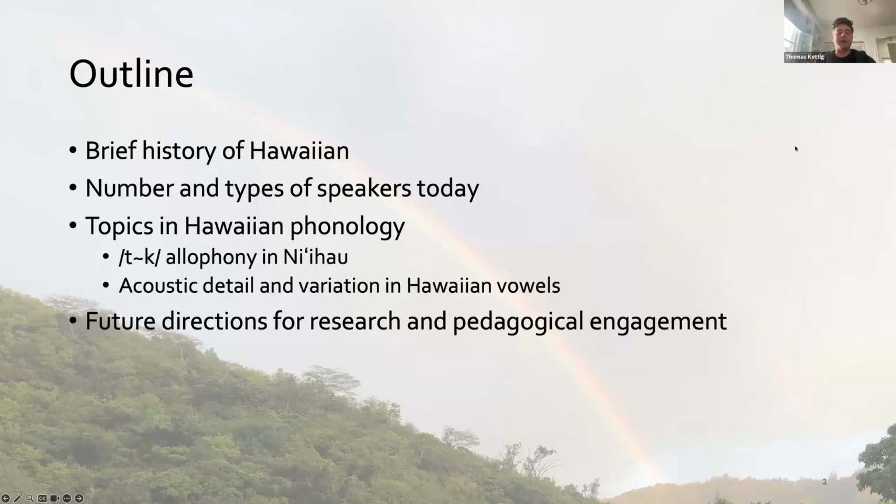Today I'll be talking about Hawaiian, and this is the outline of the presentation. I'll be starting with a brief history of Hawaii and Hawaiian, then talking about the different types of speakers that you find of Hawaiian today, and then I'll talk a little bit about various topics in Hawaiian phonology. My own research is mostly in Hawaiian vowels and acoustic detail in Hawaiian vowels, but I'll also touch on some interesting consonant stuff. And at the end, I'll wrap it up with some future and current directions of ongoing research, as well as some thoughts I have about engagement with the community.